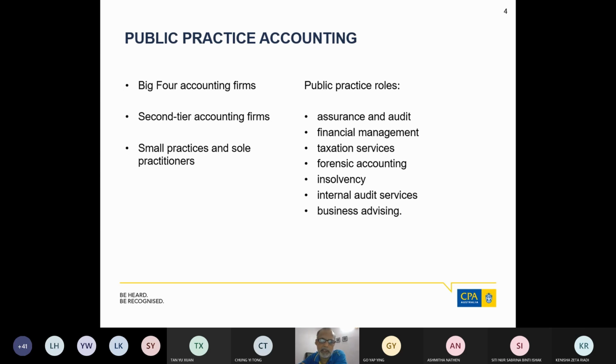Everybody provides these services. Depending on the size of the firm, if it's a sole practitioner or a small practice with two partners, they might just stick to audit, assurance, and tax services. They may not have the capacity, the number of staff, or the expertise required to provide other services like financial management, forensic accounting, insolvency, and so on. This is just a snapshot of the different areas in which accountants work. It could be a Big Four, a second tier, or a small firm, but the services they provide are quite similar.